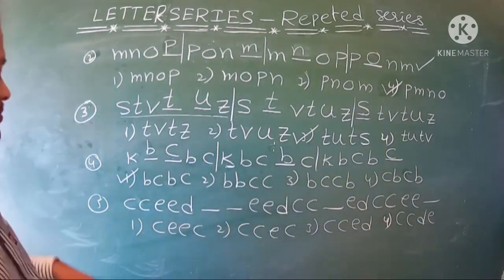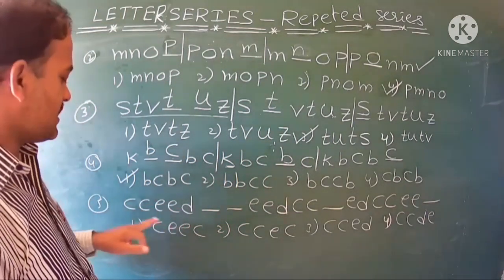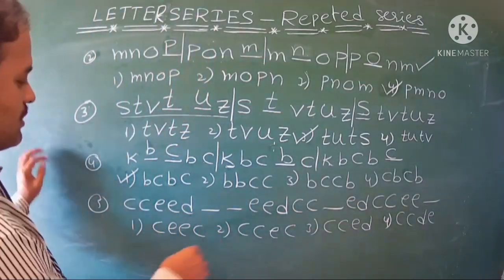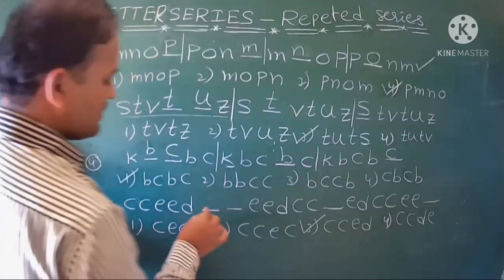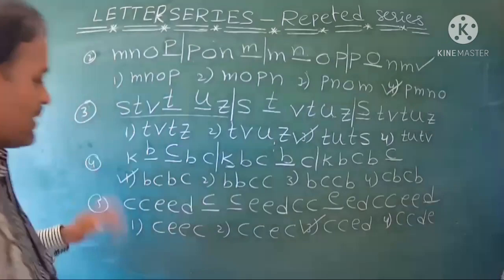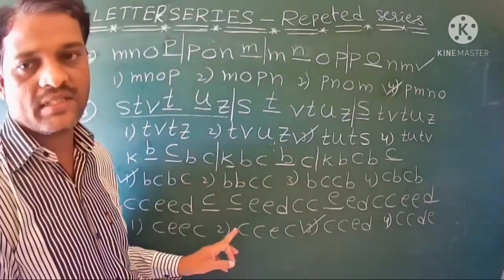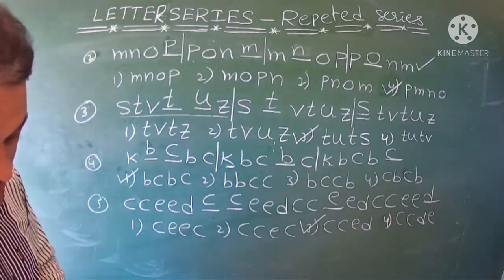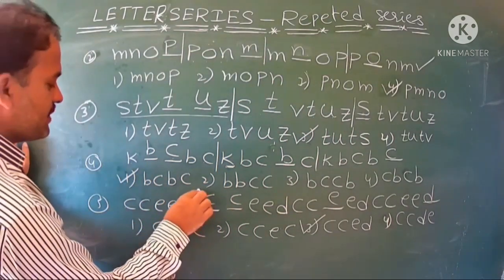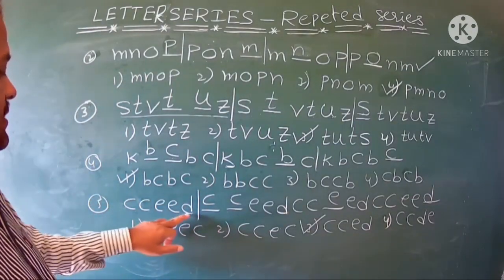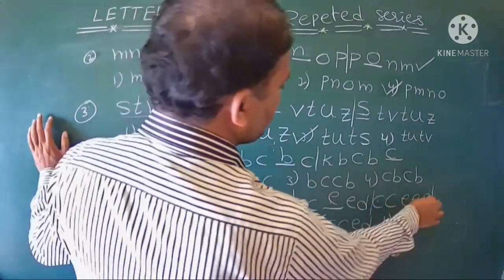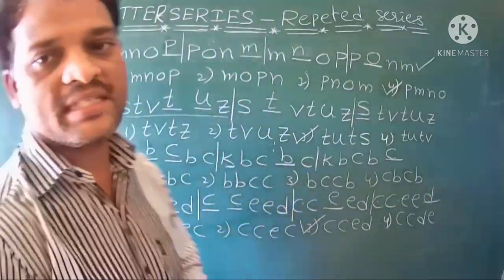Next, in the fifth question: CC EAD dash dash. The suitable option is the third option. Check it by substituting CC ED. The pattern is CCEAD: segregate the first five letters, and again CCEAD, again CCEAD, again CCEAD will come. So the third option is suitable.